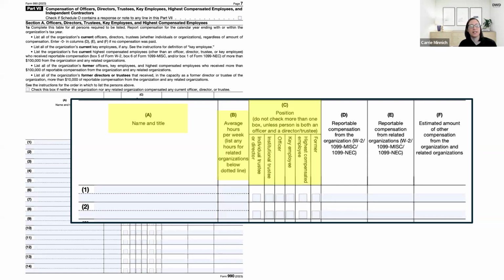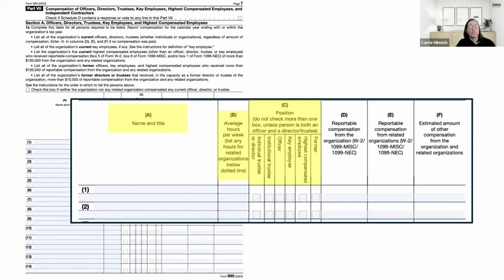We also need to classify them as to what type of position they hold. The most common ones are individual trustees or directors. Those are your board members. All your board members are going to be an individual trustee or director. An officer is going to be those individuals that have been either hired or approved or voted to serve in a different capacity. So your officers are going to be your board chair, your vice chair, your secretary, and your treasurer. Those individuals have been voted in and approved to an officer position.